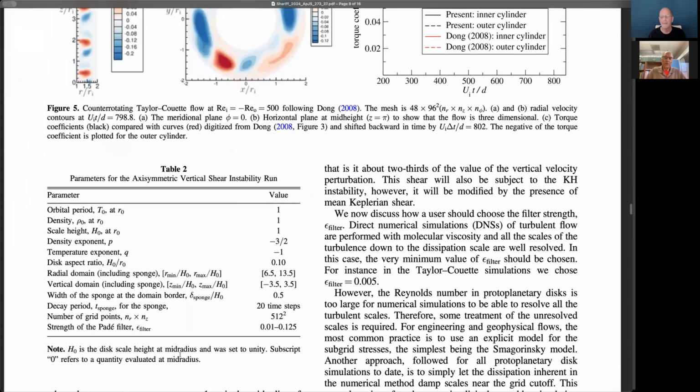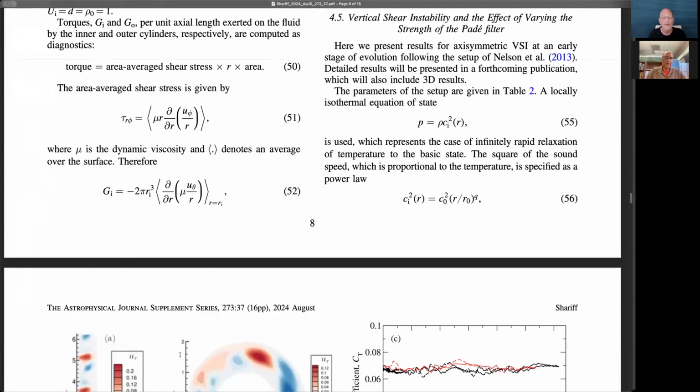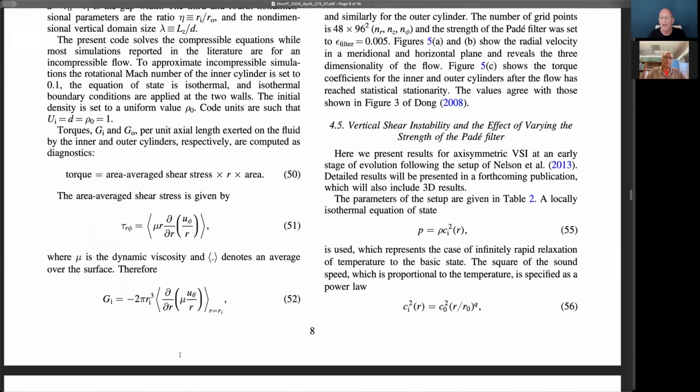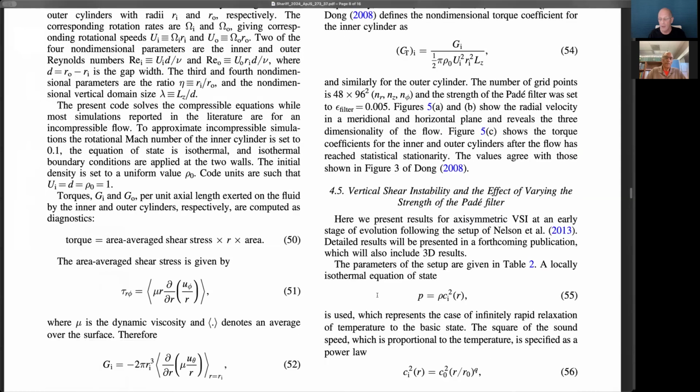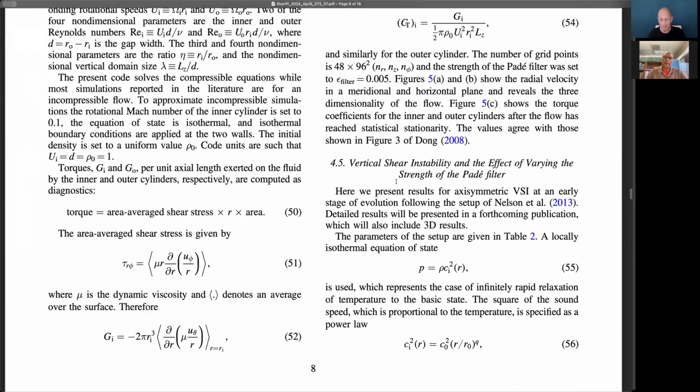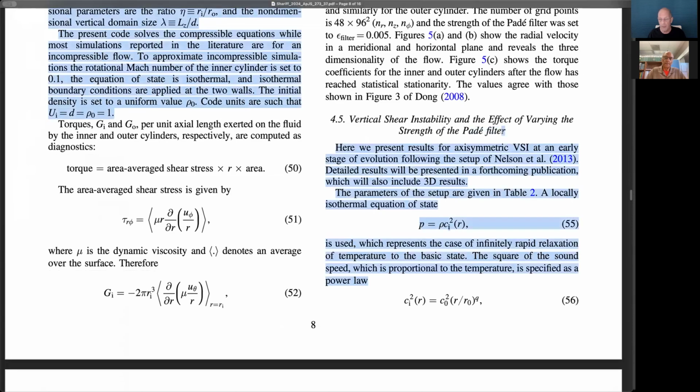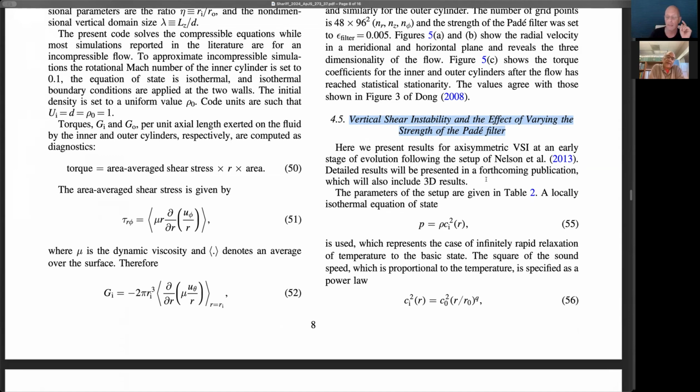Okay, so let's just move on from Taylor-Couette. Then you want to cover some of the vertical shear instability? Yes. Strength of the filter? Yes. Let's cover that. Okay, so this Padé filter that we're using for implicit subgrid scale modeling has a parameter, epsilon filter. So how do we pick that?